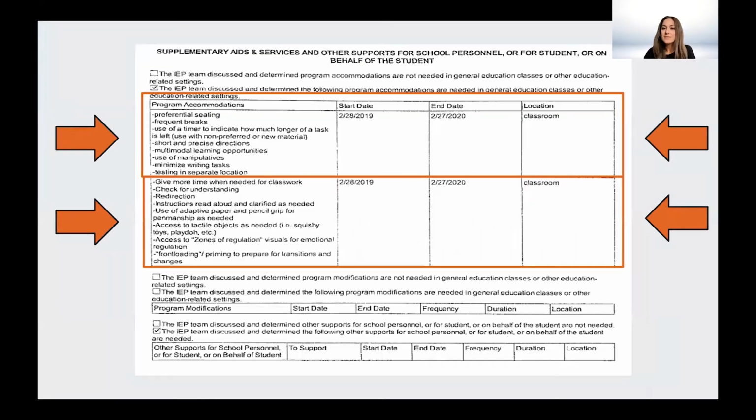This is the section in the IEP where you will find this program accommodation with the start date and end date and the location in which this accommodation needs to be delivered. And in this example, we have preferential seating, frequent breaks, use of a timer to indicate how much longer of a task is left, short and precise directions, multimodal learning opportunities, use of manipulatives, minimize writing tasks, testing in a separate location.